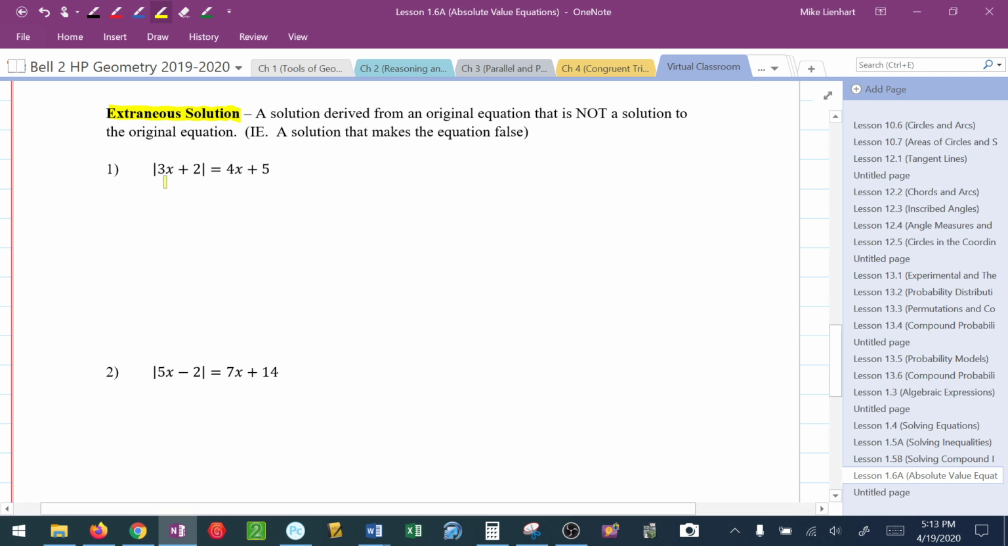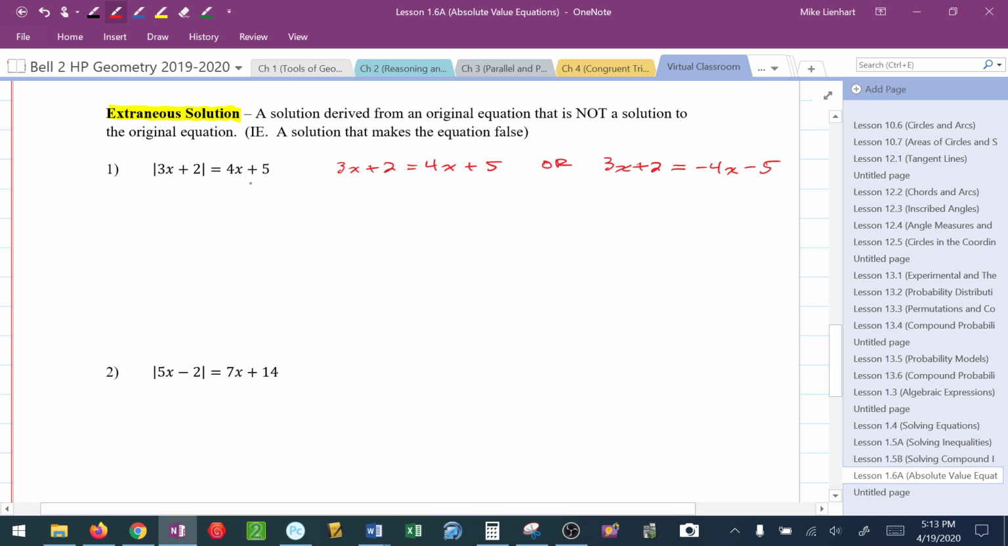All right. In this problem, on the left side, notice that you have the absolute value isolated. All right? This tells me I can apply the definition. The definition says 3x plus 2 is equal to 4x plus 5, or 3x plus 2, here's where you got to be careful, is equal to the opposite of 4x plus 5. Now, the opposite of 4x plus 5 would be negative 4x minus 5. I'm distributing a negative 1 through that right side.